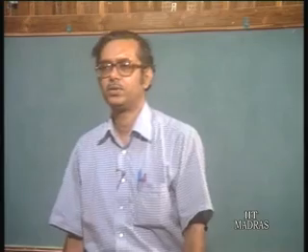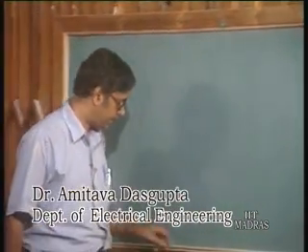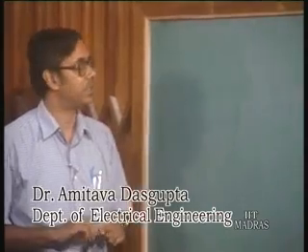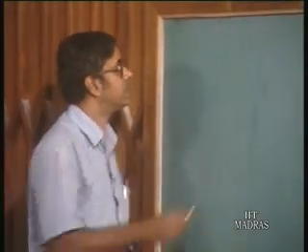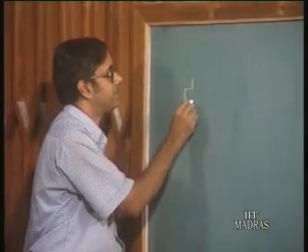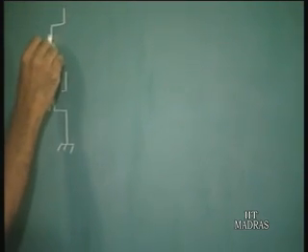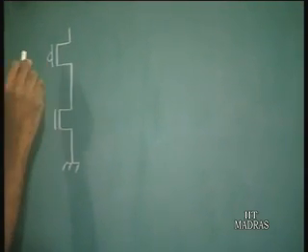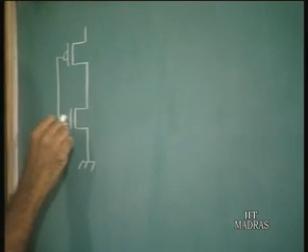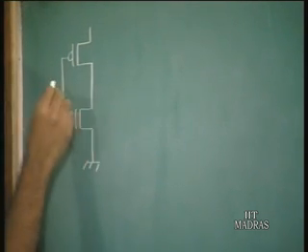Okay. So, today we shall continue our discussion on the CMOS inverter. Last class we have already seen the structure of a CMOS inverter, which consists of an NMOS transistor and a PMOS transistor as a load, and the gates of the two transistors are shorted at the input.